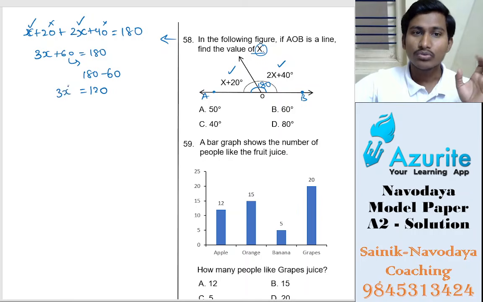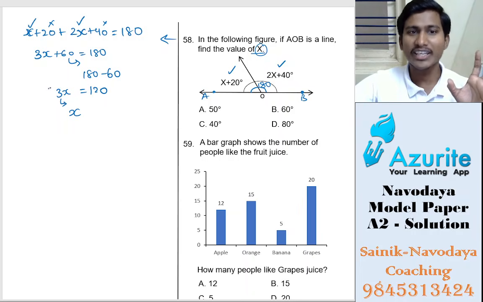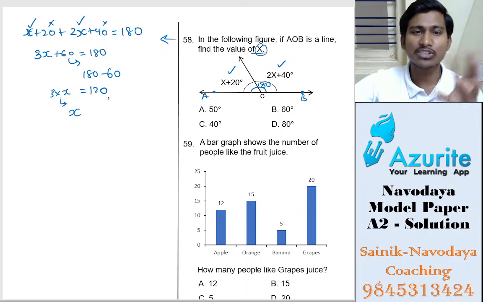Now to find this x, we have to separate it. So we have to take this 3 to the other side. 3x means multiplication, it is 3 into x. If you take that 3 to the other side, multiplication becomes division.